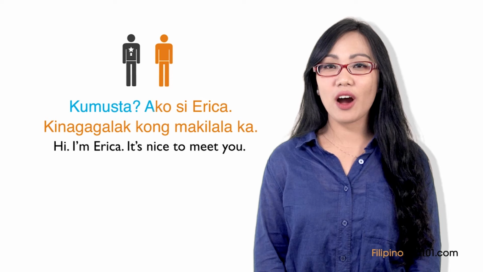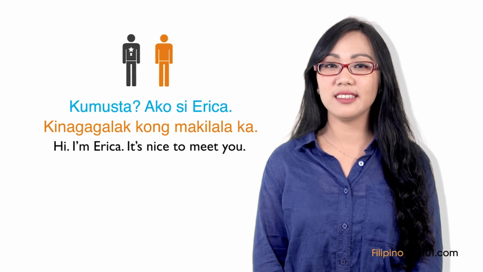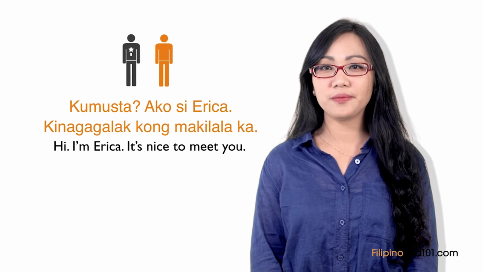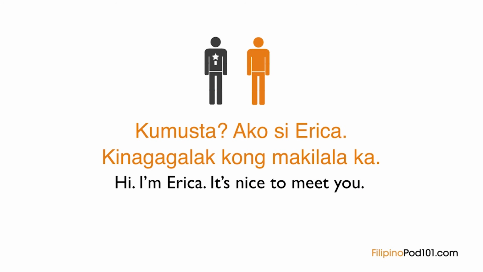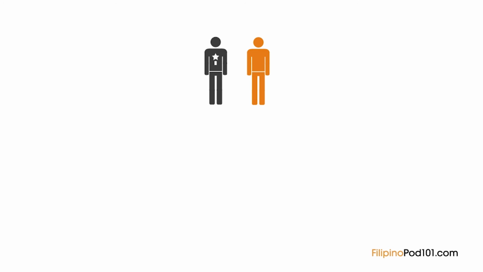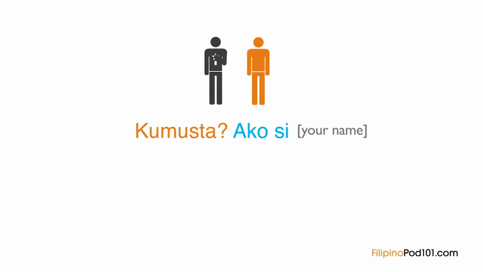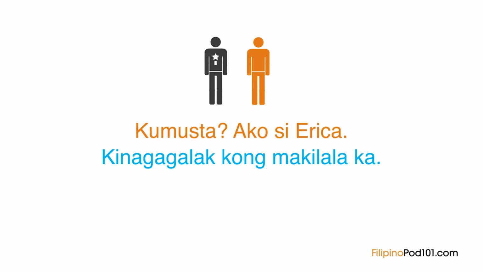Kamusta? Ako si Erica. Kinagagalak kong makilala ka. Did you get it? Let's take it step by step. Start by saying, Kamusta? This means, how are you? But it is commonly used to say, hi in Filipino. Next, say, ako si, I am, and then your name. My name is Erica, so I'll say, ako si Erica. Finally, say, kinagagalak kong makilala ka. This means, it's nice to meet you.